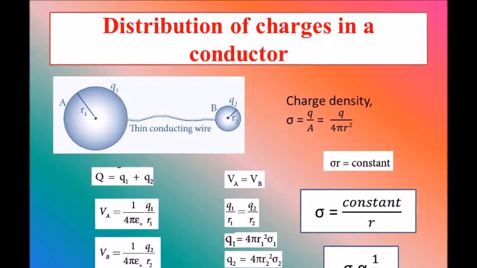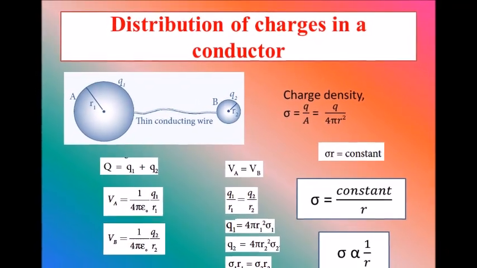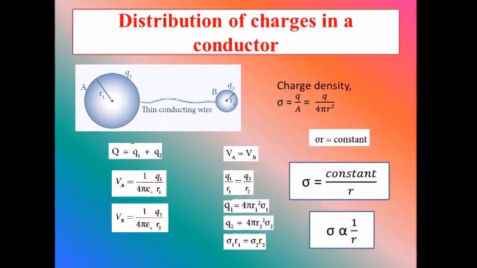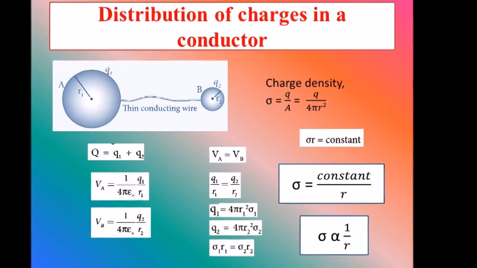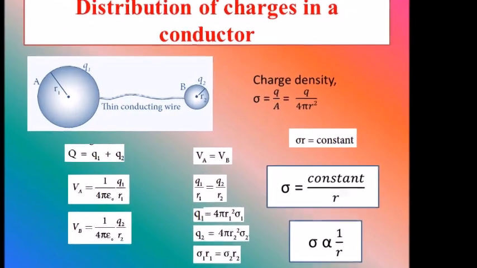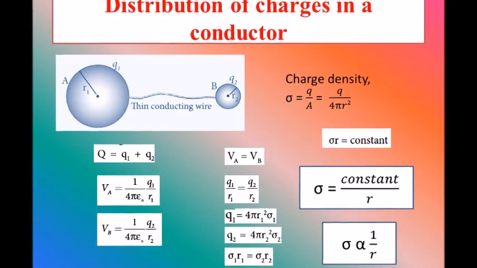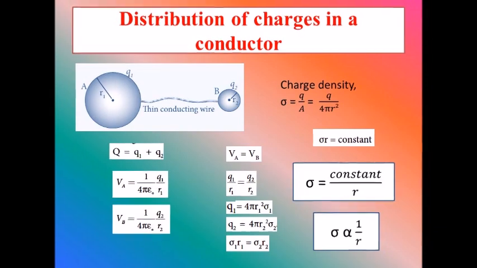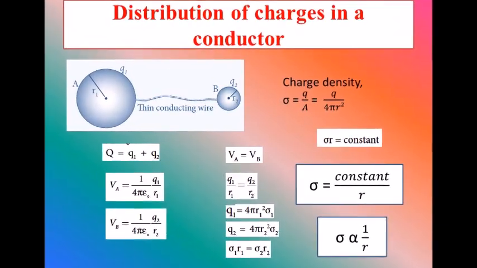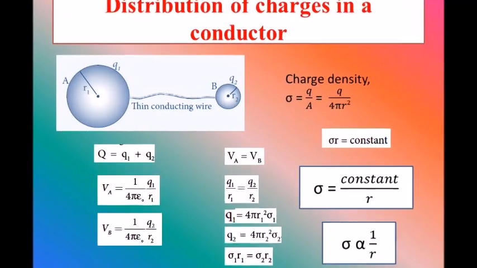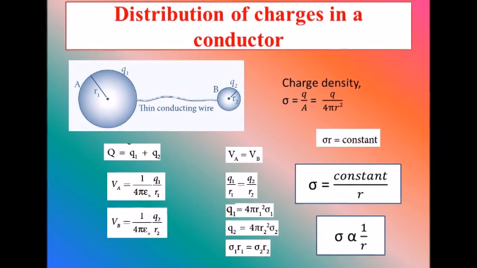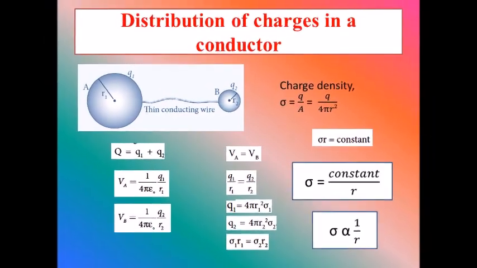The surface of the conductor is an equipotential. Since the spheres are connected by the conducting wire, the surfaces of both the spheres together form an equipotential surface. This implies that V of A equals V of B. So we substitute both V of A and V of B values in this equation and cancel the common value. Then you will get Q1 divided by R1 equals Q2 divided by R2.